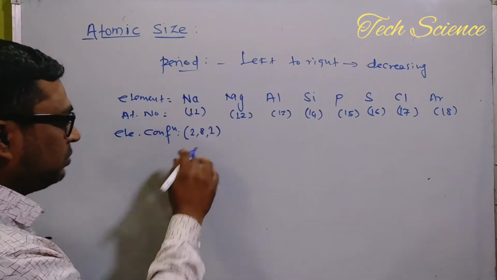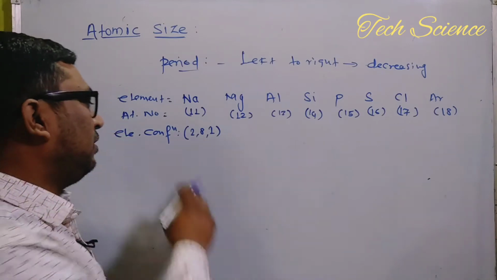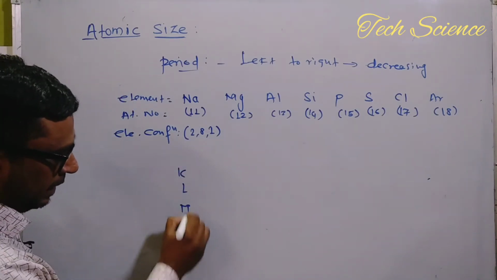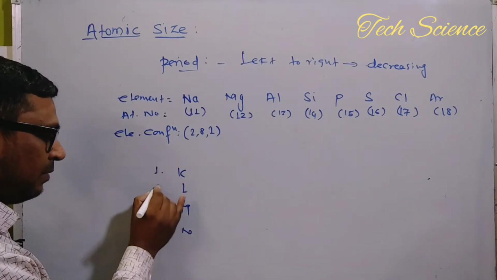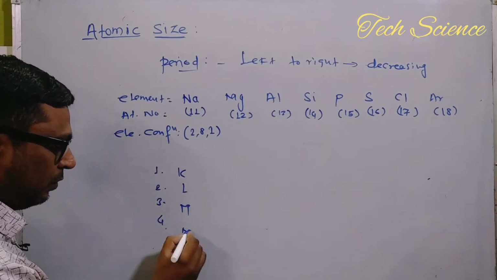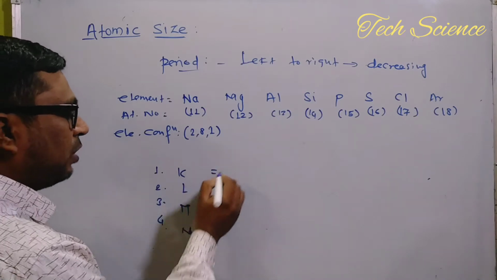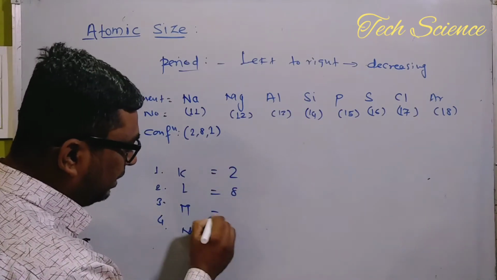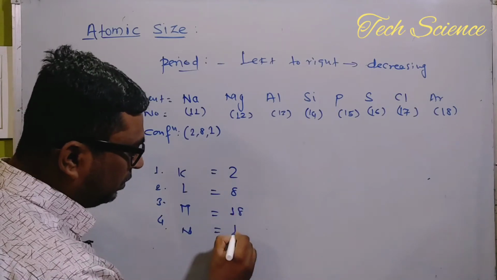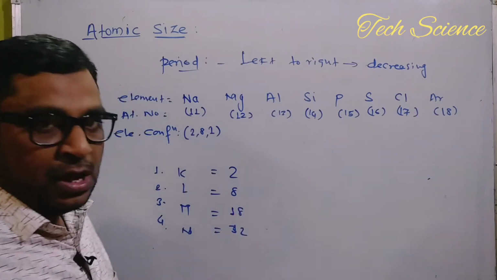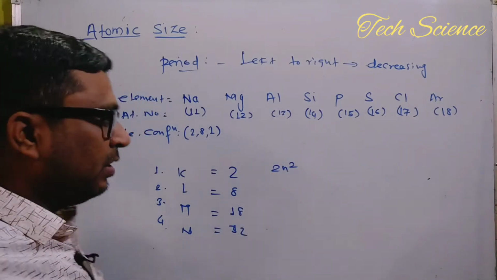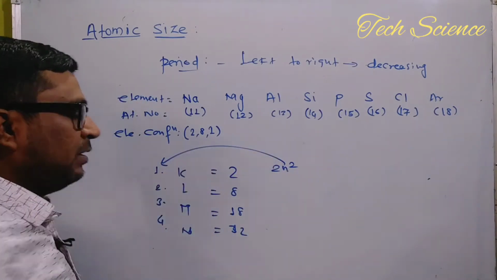As we know, the first orbit, K orbit, has maximum capacity of 2 electrons. We have the orbits like K, L, M, N, with serial numbers 1, 2, 3 and 4. In the first orbit, what is the maximum capacity of electrons? 2. Second, 8. Third, 18. Fourth, 32 and so on. How can we decide? We already know the formula. Which is the formula? 2n square. What is this n? n is nothing but the orbit number.